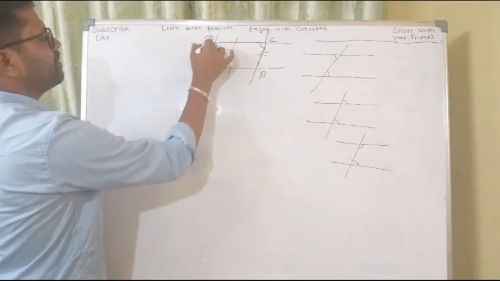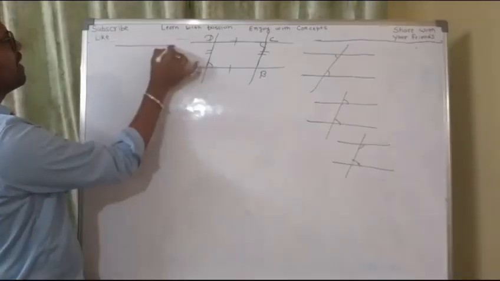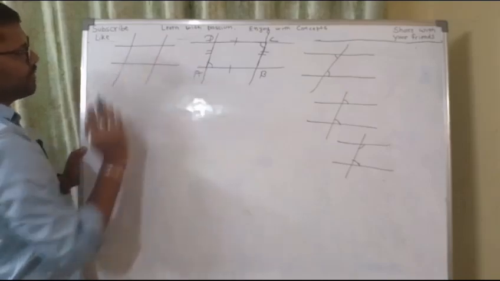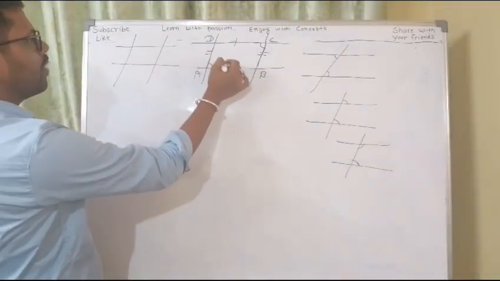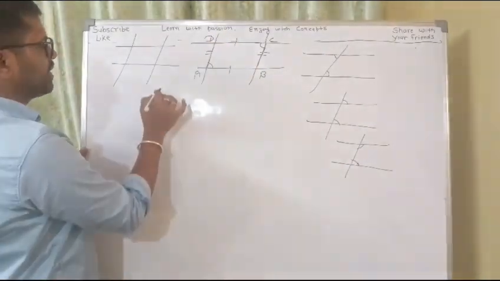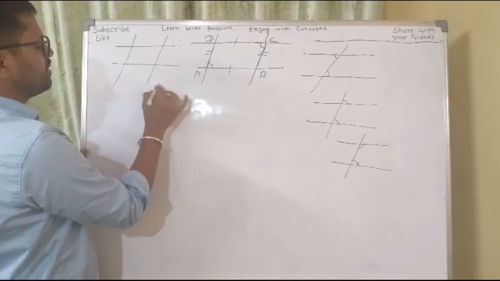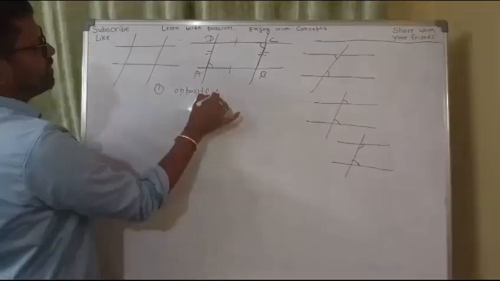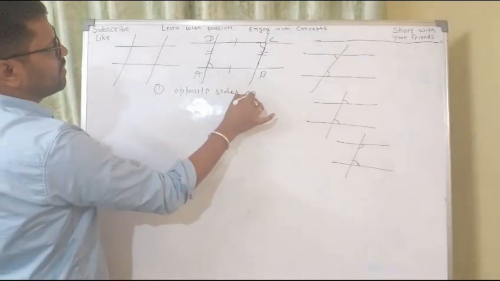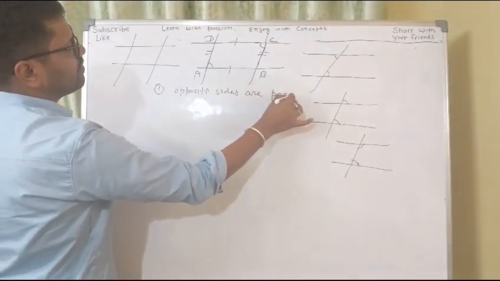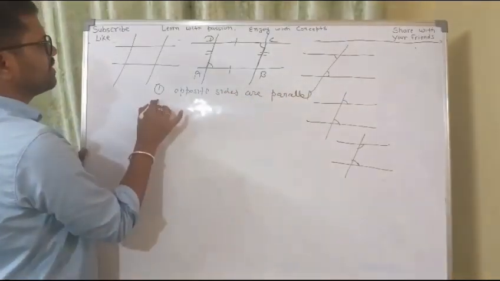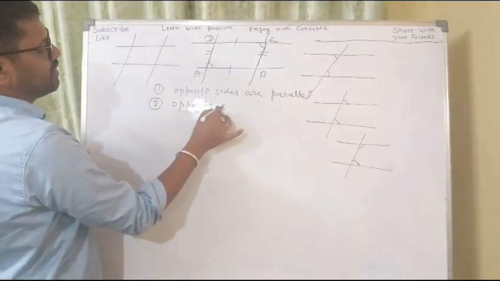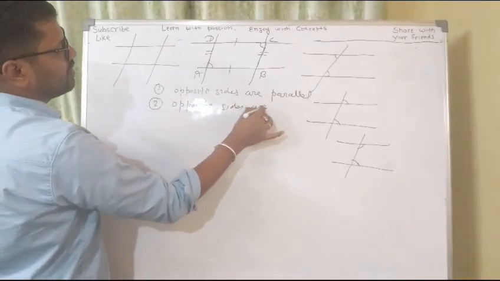ABCD is a parallelogram, which is formed by two parallel lines. This is one line, this is another; two sets of parallel lines form a parallelogram. Now opposite sides are equal, so we can write the properties. Opposite sides are parallel. Similarly, we can say opposite sides are equal.